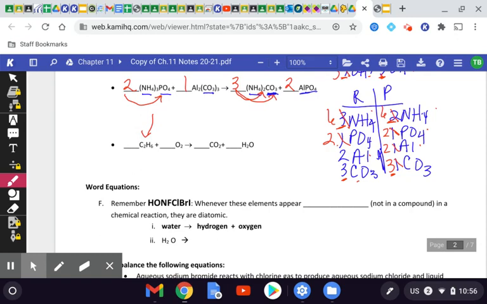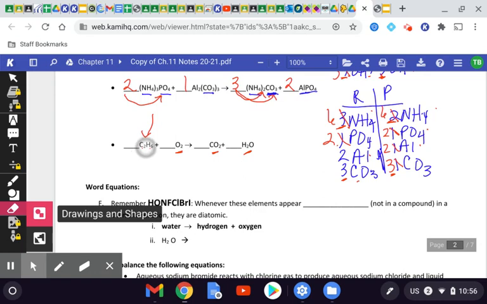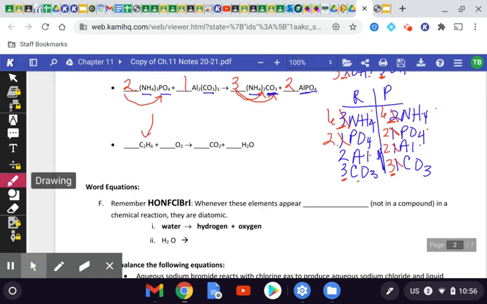C2H6 is considered to be a hydrocarbon. It contains carbon and hydrogen compound. It is combustion because it's reacting with oxygen, and you're making carbon dioxide and water. So whenever you have a hydrocarbon combustion reaction, you are going to start off the same way. You are going to balance your carbons first, then balance your hydrogens, and then add up your oxygens.